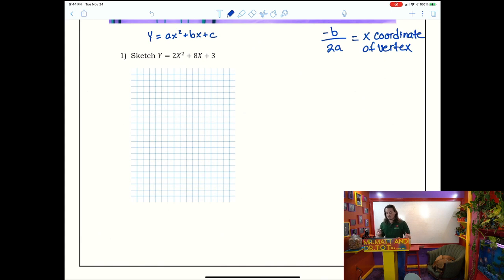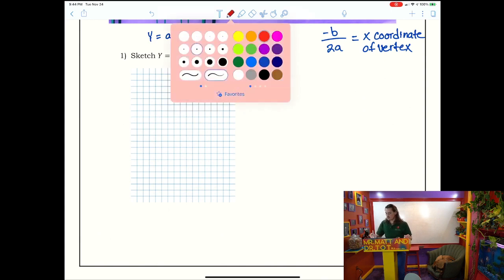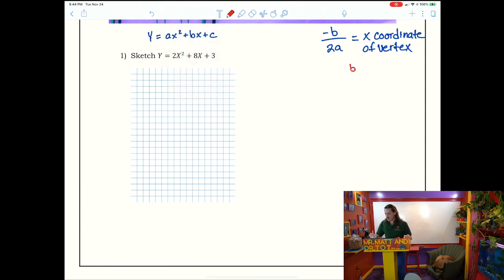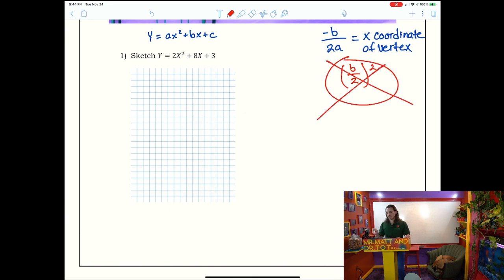I want to warn you though, there is a really similar expression for completing the square. That's b over 2, quantity squared. That is not what we're talking about, so don't get confused here. They look very similar. We want negative b over 2a, not b over 2 quantity squared. So I just wanted to point that out.